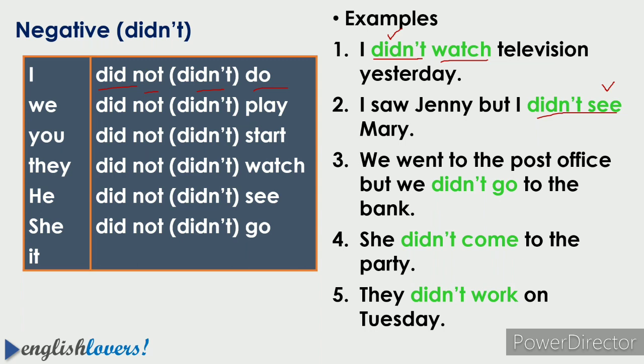We went to the post office but we didn't go to the bank. Here, didn't go. Then, she didn't come to the party. Here come is the base form, and then didn't. Did is the past form of do, and then not for the negative in contraction. They didn't work on Tuesday. So here work is the base form, and then did. Did is the past form of do, and then the negative in contraction, n apostrophe t. Didn't. So, they didn't work on Tuesday. So this is the negative form didn't with pronouns.